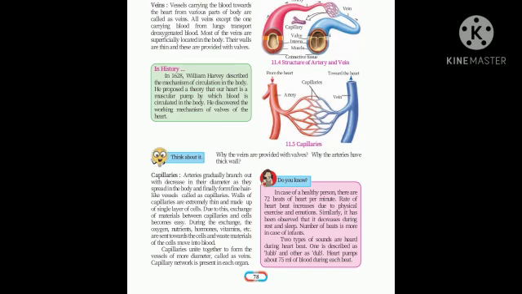It is of three types: arteries, veins, capillaries. Now we will see arteries. Arteries transport blood from the heart to the body, deeply located in the body. Walls are thick, transporting oxygenated blood. Now next is veins, transporting blood from the body to the heart, superficially located in the body. Walls are thin, transporting deoxygenated blood.